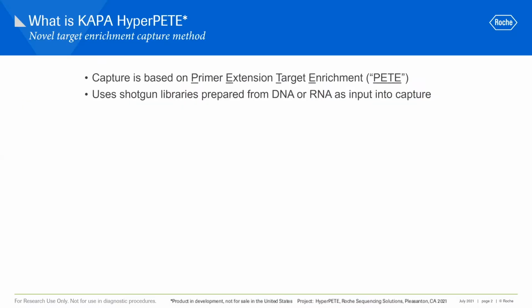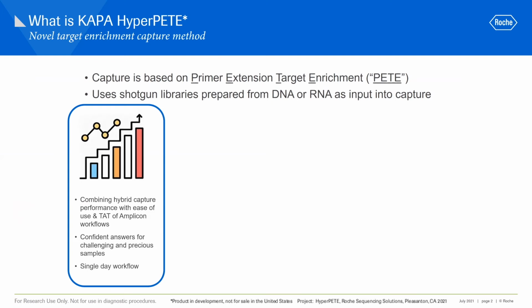So what is Kapa HyperPETE? It's a novel target enrichment capture method. The capture is based on primer extension target enrichment. This is where the PETE part of the name comes from, and it uses shotgun libraries prepared from DNA or RNA as input into capture. It combines hybrid capture performance with the ease of use and turnaround time of amplicon workflows, including anchored multiplex workflows.